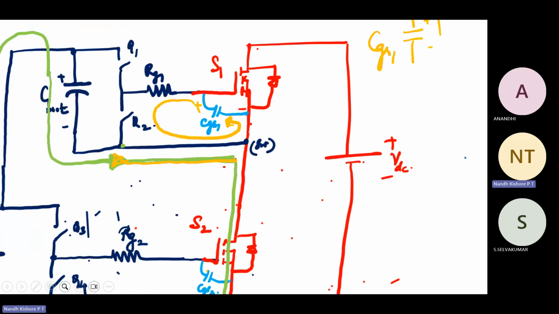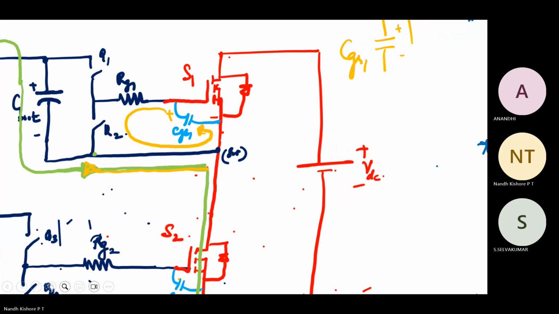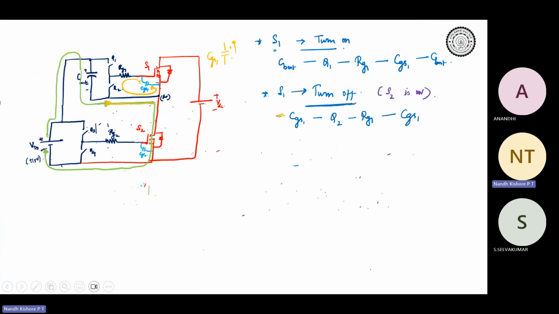Do you understand what is happening? C boot is getting charged up over here. Current prefers the least resistance path. That's why I'm telling you it can directly go to the switching node.